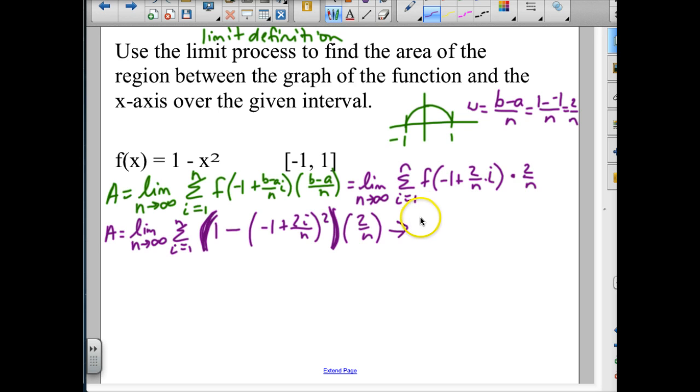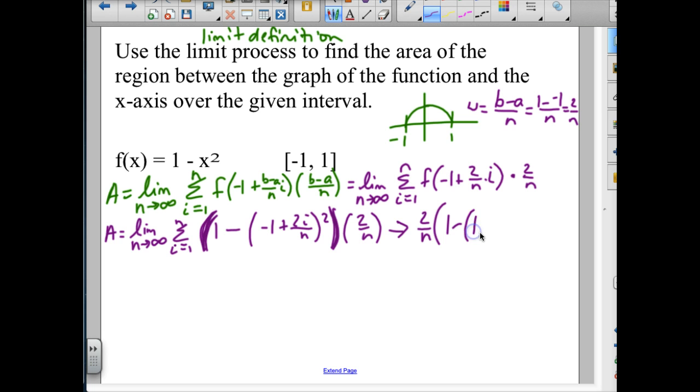But I do need to, first of all, pull that 2 over n out in front. I'm just moving the order of these two around. And now I'm going to do 1 minus and FOIL this out. So if you need to rewrite it in two separate factors, you can do that.